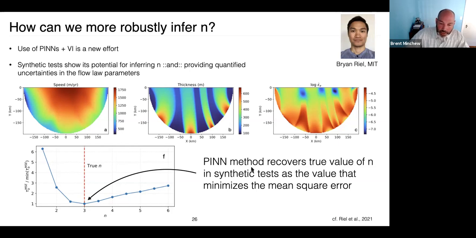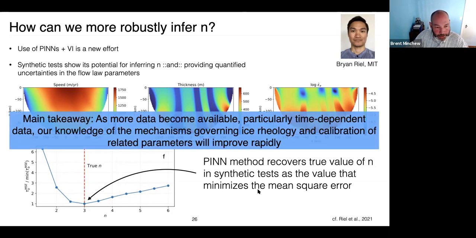So this is just a quick highlight. I'll point out within our synthetic tests, these things are working within at least a simple framework. That is to say that this particular method being developed recovers the true value of N within these synthetic tests that have errors associated with them. So happy to talk with you offline if you have any questions about this.